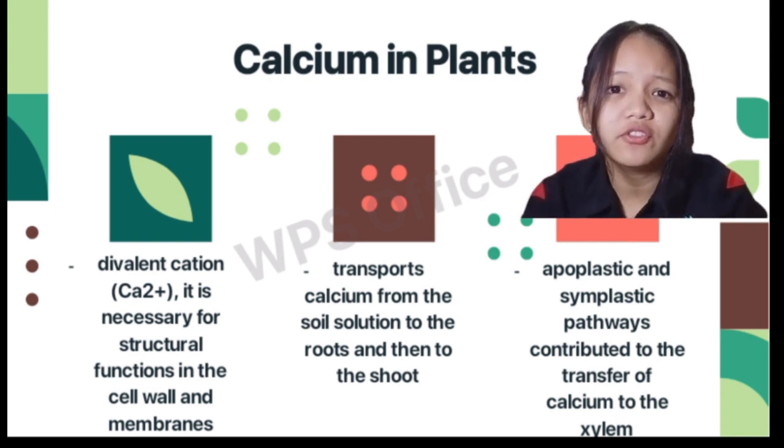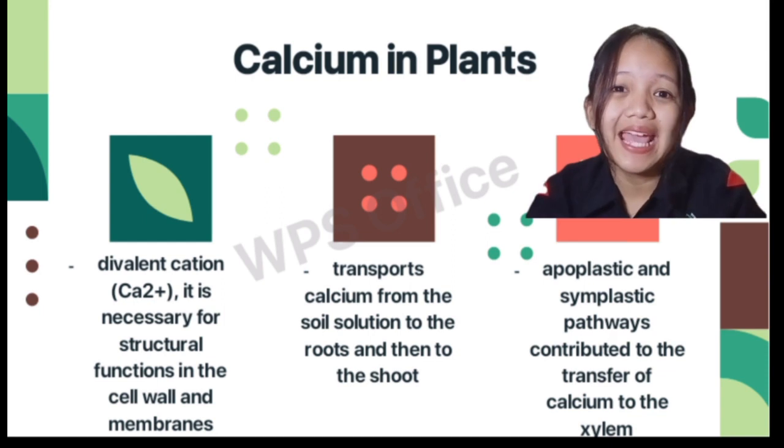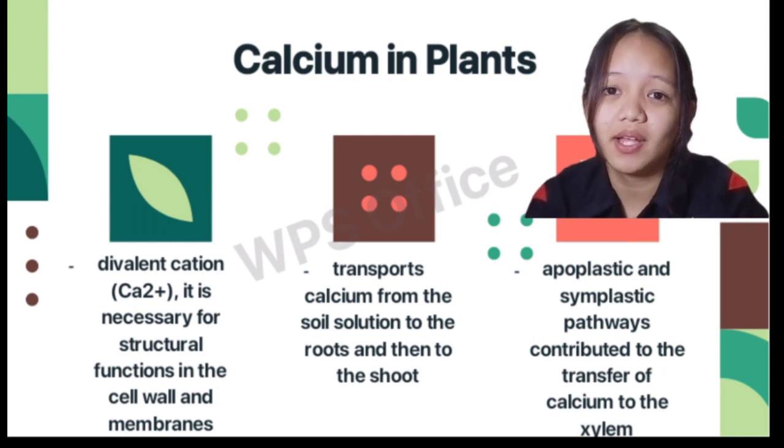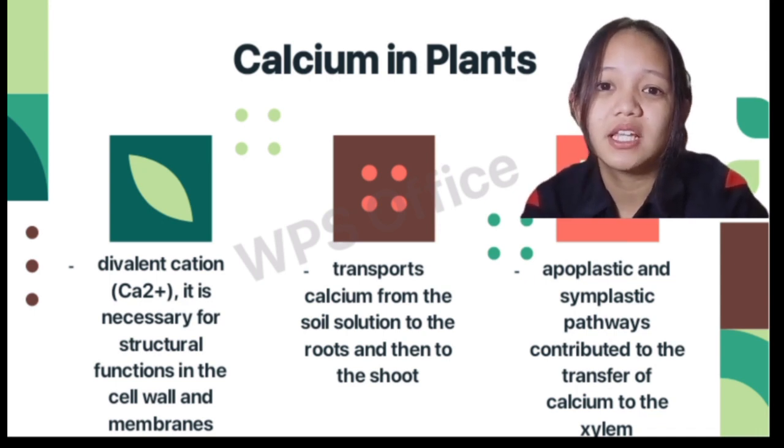An important nutrient for plants is calcium. As the divalent cation Ca2+, it is necessary for structure and function in the cell wall and membrane, as a counter cation for inorganic and organic anions in the vacuole, and as an intracellular messenger in the cytosol.